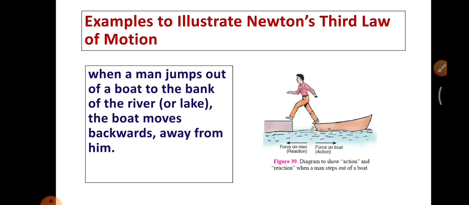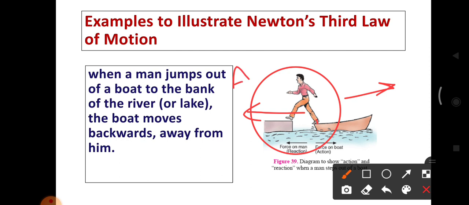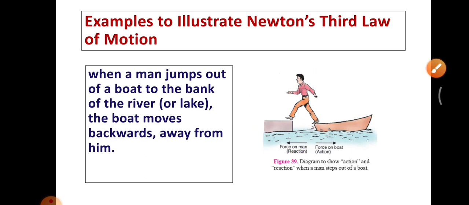The next example, when a man jumps out of a boat, see here the man jumps out of the boat to the bank of the river. The boat moves backward and away from him, because we are giving the action force in this direction. The reaction force acts on the boat. So now do you understand what is meant by the third law of motion? In every action there is an equal and opposite reaction.